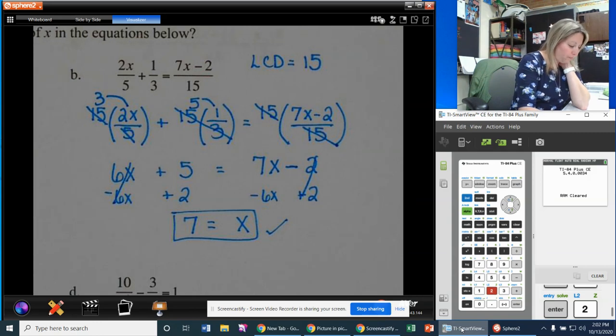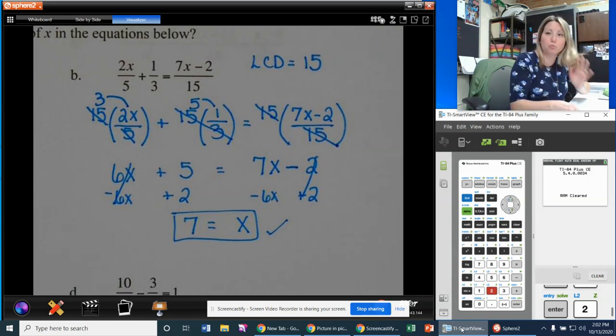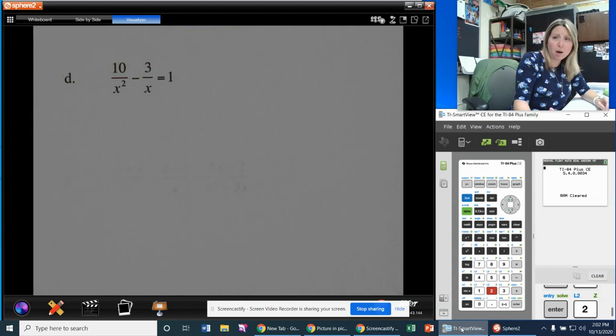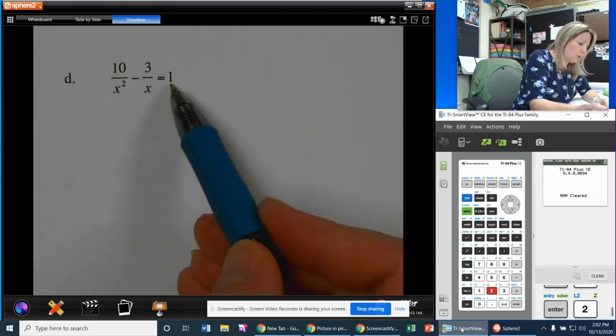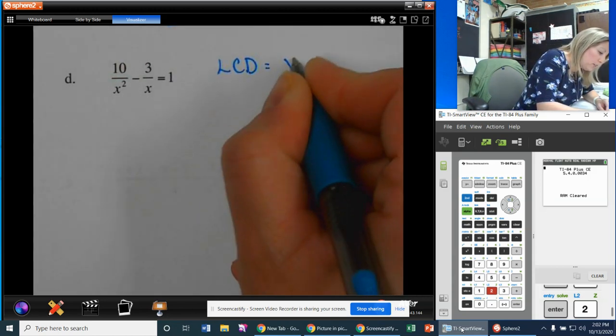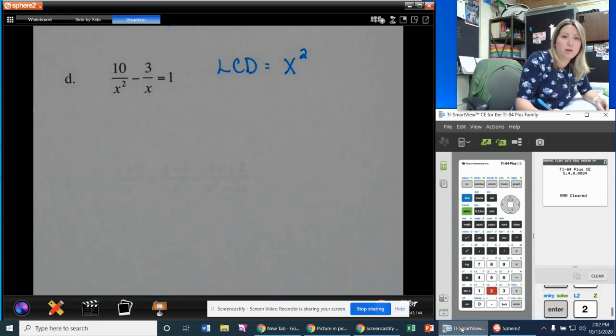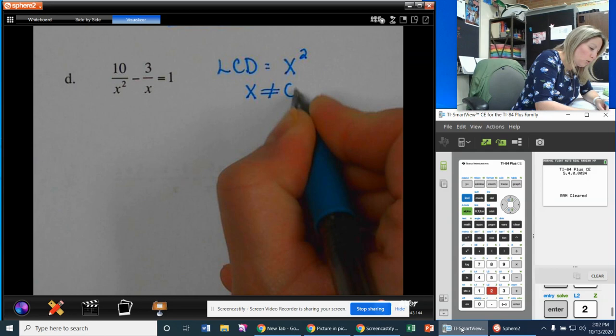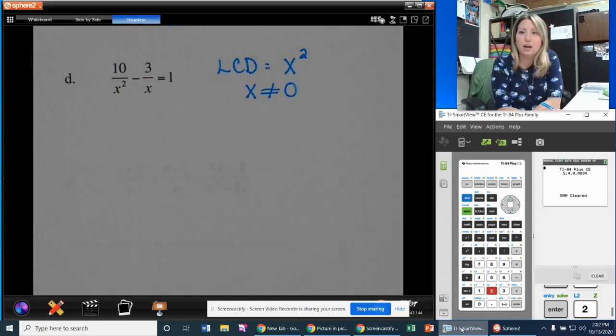All right. D. D is still Algebra 1 style, but, you know, after you did all the quadratic stuff. So look at your denominators. X squared and x, right? Nothing over here, denominator-wise. So your LCD is the highest present exponent. That's x squared. Notice x is alone, right? So x cannot be equal to 0. So we are going to have to watch out for that this time.